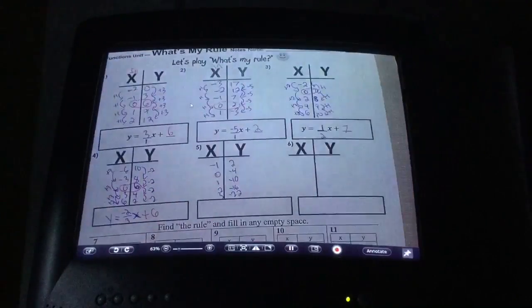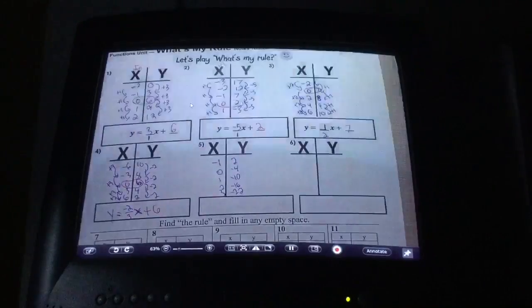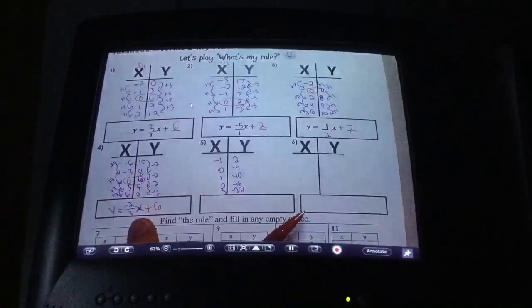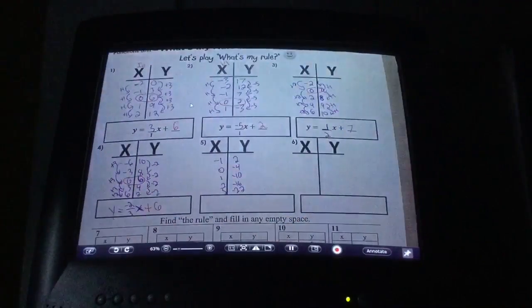Okay? I want you guys to try this one on your own. You have to come up with Y equals something times X plus or minus something, and then we'll go over it. Go ahead and do that right now.